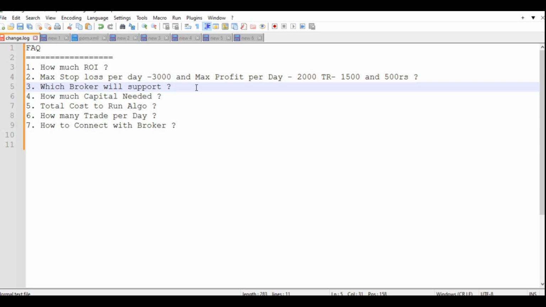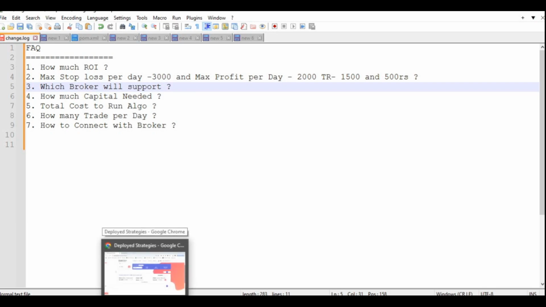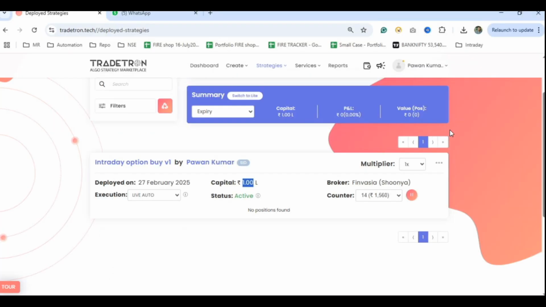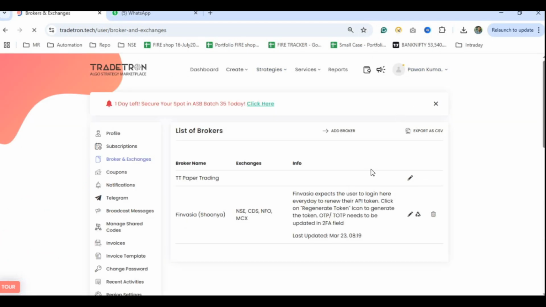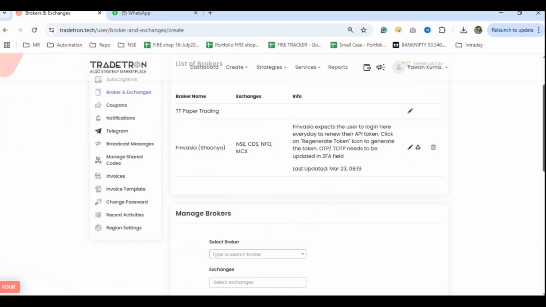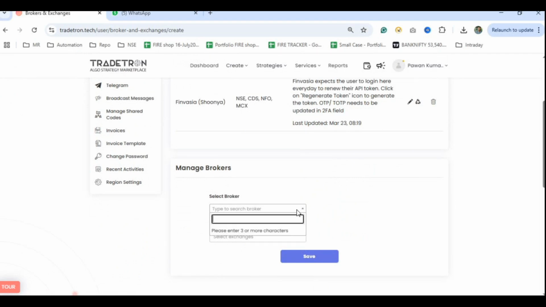So the next thing is, which broker we need to use and which support. TradeTron is a platform where you can connect with any broker, because it supports a lot of brokers. So let me show that. You see the add broker option. You just enter the broker name, like Angel. It's taking some time.